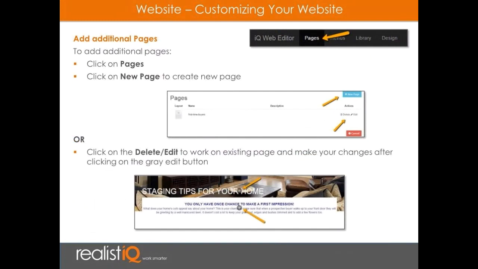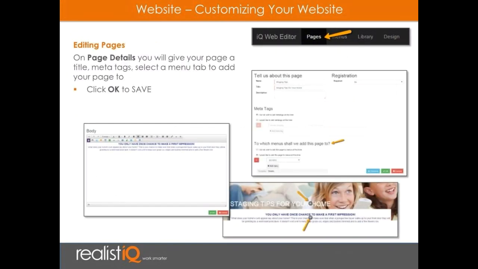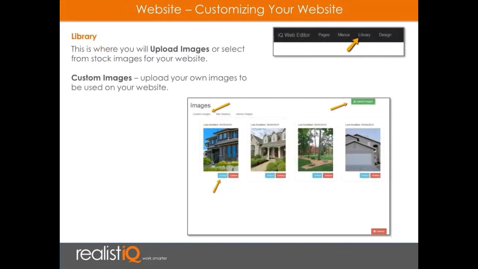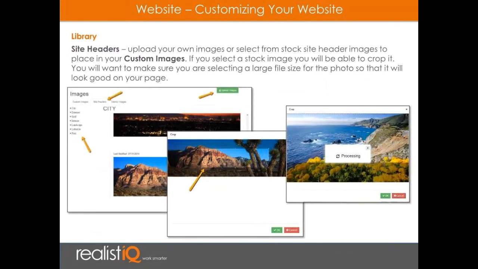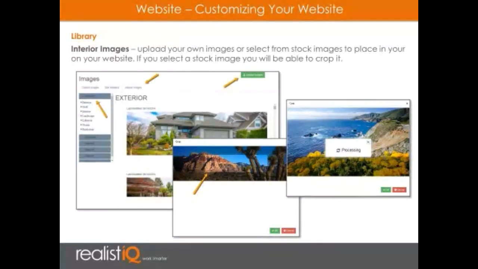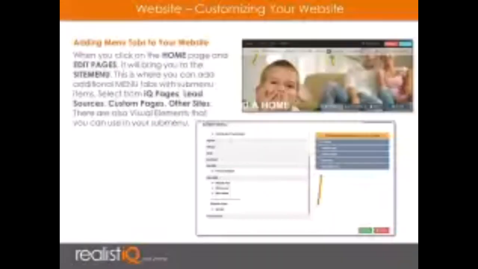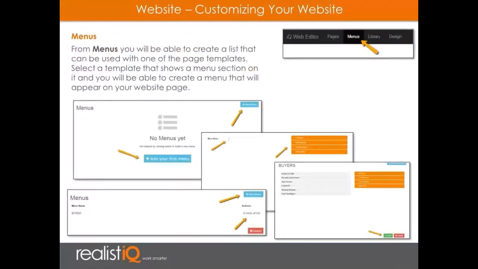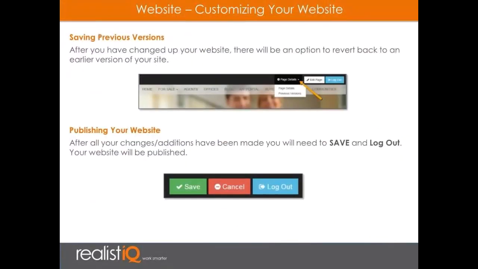When you're adding additional pages, you can edit those pages as well. You can add custom images. Make sure that you are the photographer who has the rights to use those images. There is also a library of stock images that we've provided. You can edit the menus. And anytime you see that green save button, you need to hit it. So that is the fastest rundown of all of this that there ever was.